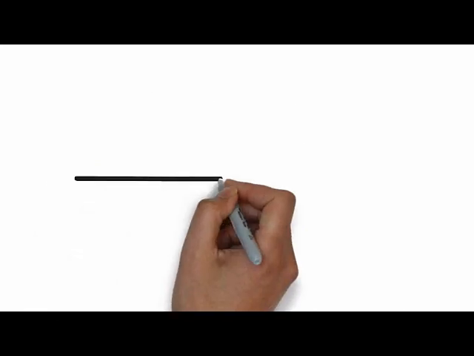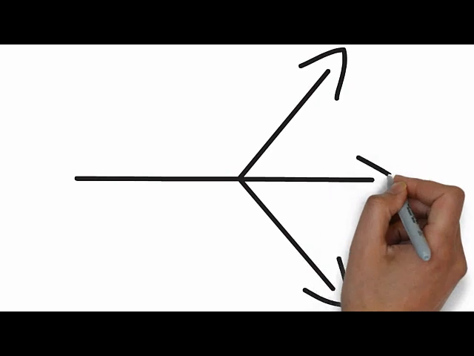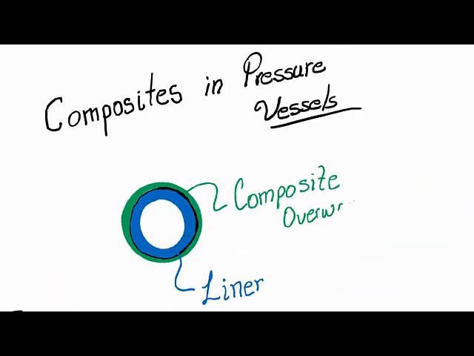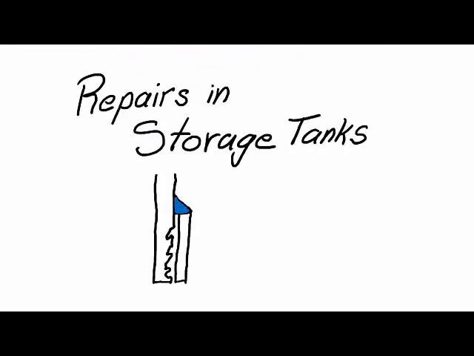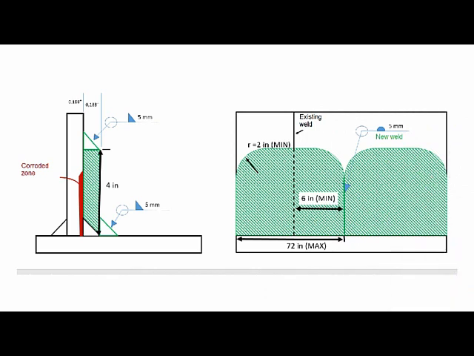In today's video, I'm going to show you three applications of FEA in the industry. The first one is related to composites in pressure vessels. Secondly, we will see an overview on repairs in storage tanks. For example, here we have a lab patch repair in a corroded area.